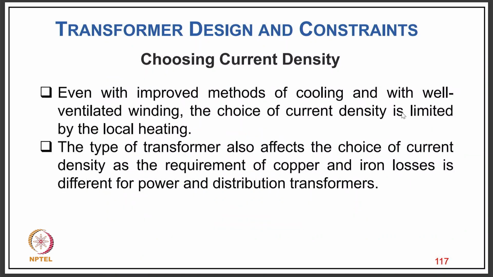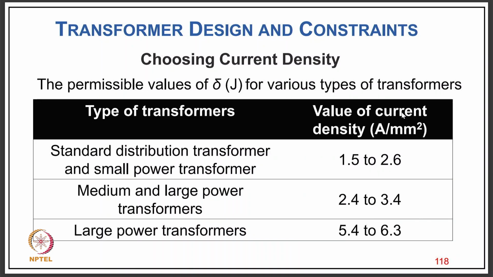resulting in damage to insulation due to local heating. With improved methods of cooling and with well ventilated winding, the choice of current density is limited by local heating, and the type of transformer affects the choice of current density, as the requirement of copper and iron is different for power and distribution transformers.